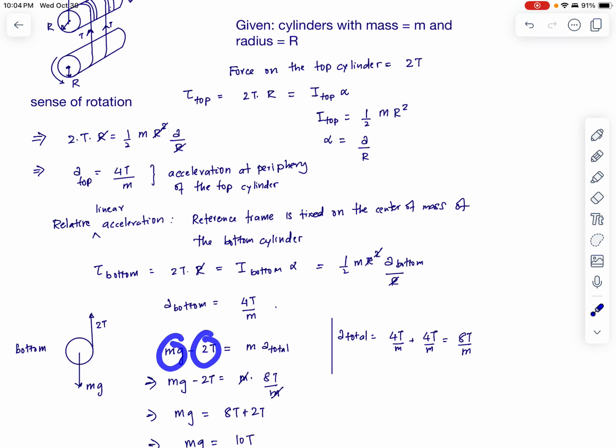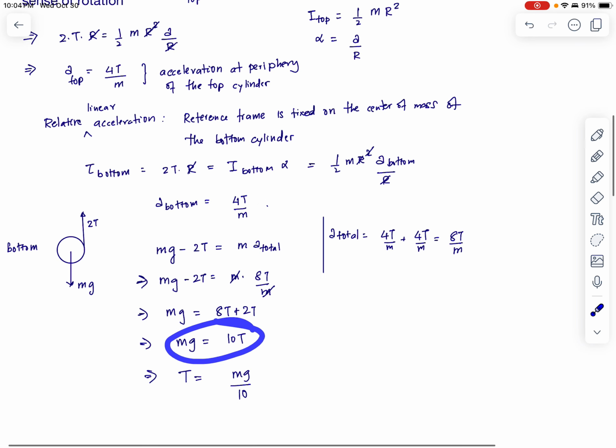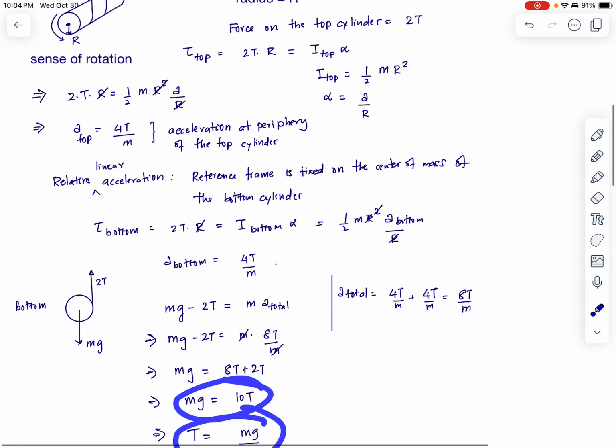mg minus 2t is the net force, because mg acts downwards, that's the weight, and 2t is the force acting upwards. For the purposes of writing Newton's law, this bottom cylinder is assumed to be a point object, but I've written it this way so you can understand it. So mg minus 2t equals m times a total, and a total is 8t divided by m. So we cancel out the m's and rearrange the terms. So we get mg equals 10t, and t equals mg divided by 10.